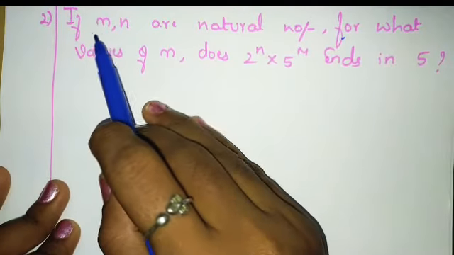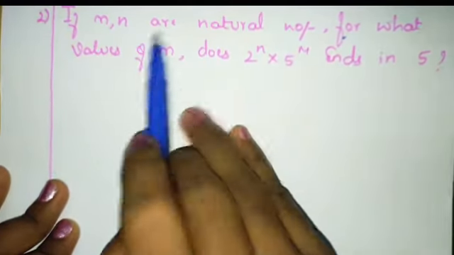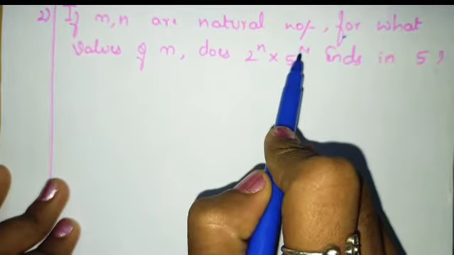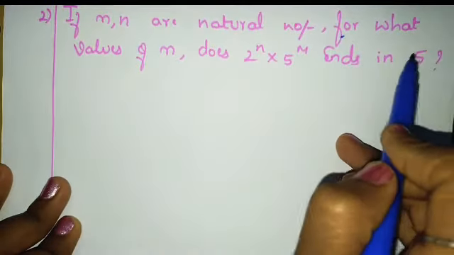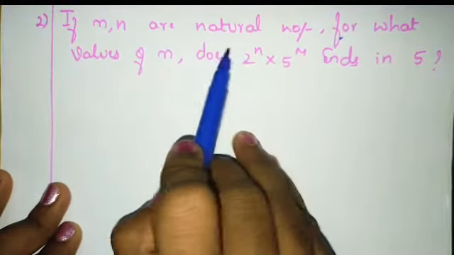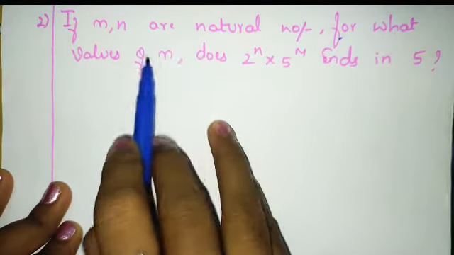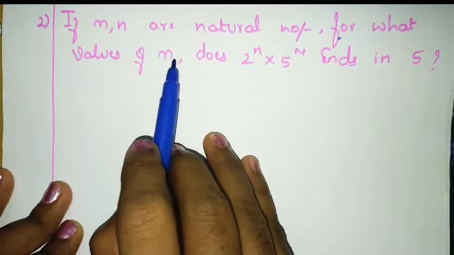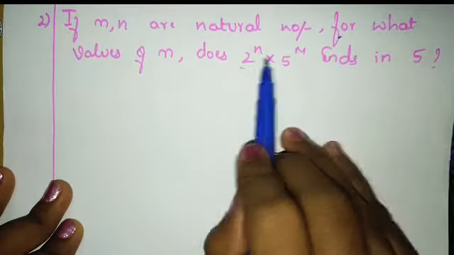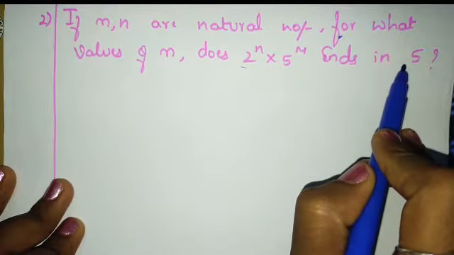Second sum: if m and n are natural numbers, for what value of m does 2 power n into 5 power m end in 5? Okay, so these m and n are natural numbers. So you have to find for what value of m. You will give some value for m, right? So for what value of m does this 2 power n into 5 power m end with 5? You have to say. Okay.